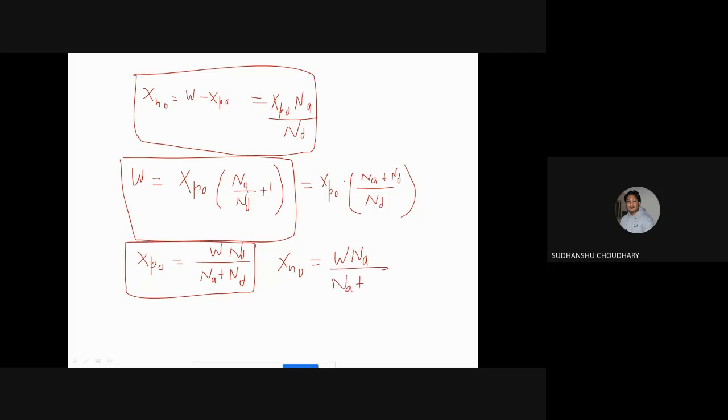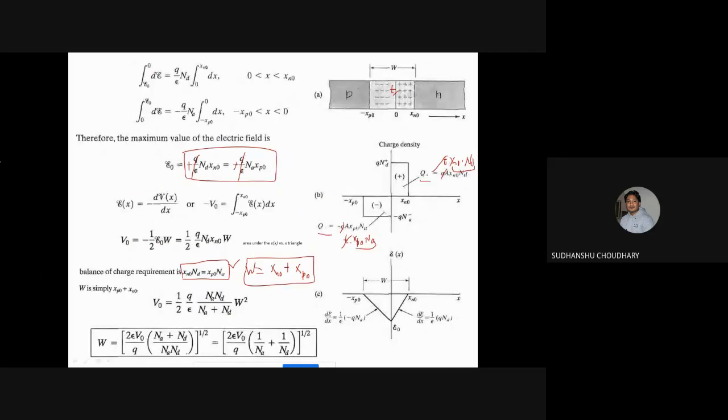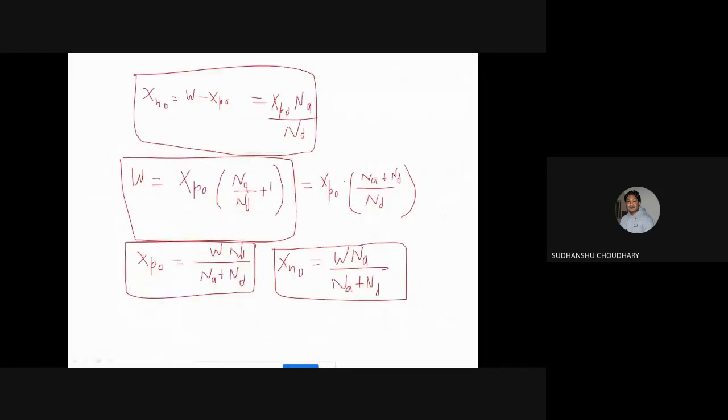So now I also have the depletion region width on the N side. So both I have now, right? I have found both these things, that is the width of the depletion region on the P side and the width of the depletion region on the N side. Okay. And W also we have calculated. W is this much. Okay.